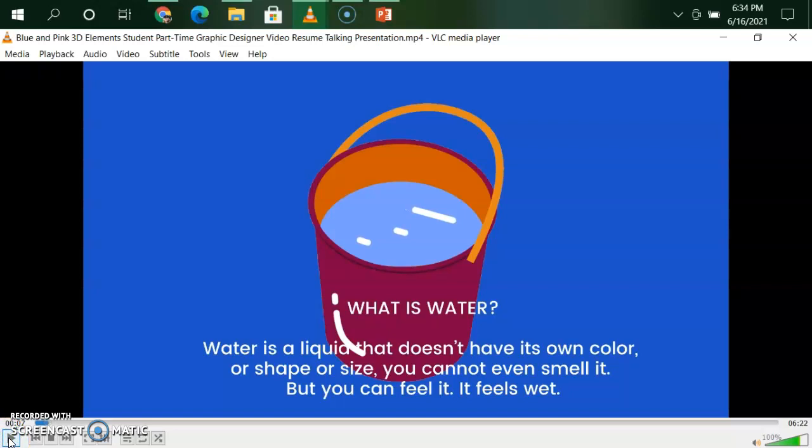So what is water? Water is a liquid that doesn't have its own color, okay? It takes the color of the surroundings. It takes the color of the light, for example, or it creates some colors due to some bacteria. But the water itself doesn't have color. It doesn't have shapes, round, square, triangle, rectangle. It takes the shape of anything it goes into. For example, you put water in a glass, then you can drink it. But the water itself doesn't have a shape. It doesn't have a size. And you cannot even smell it.